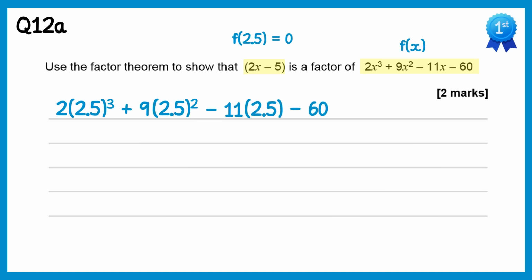Now because this is a show that question, you should show each of these stages to make sure you get the marks. So we're going to do 2 lots of 2.5 cubed, which gets you 31.25, and then 9 lots of 2.5 squared, which is 56.25, negative 11 times 2.5, which is negative 27.5, and then take away 60. If you type all of this into your calculator, you will indeed get 0.